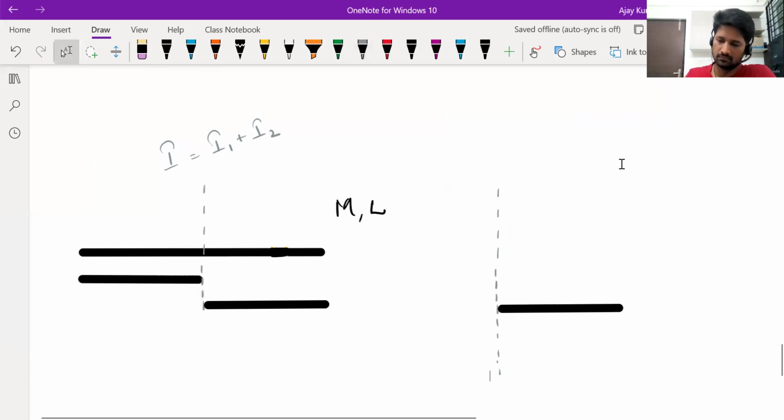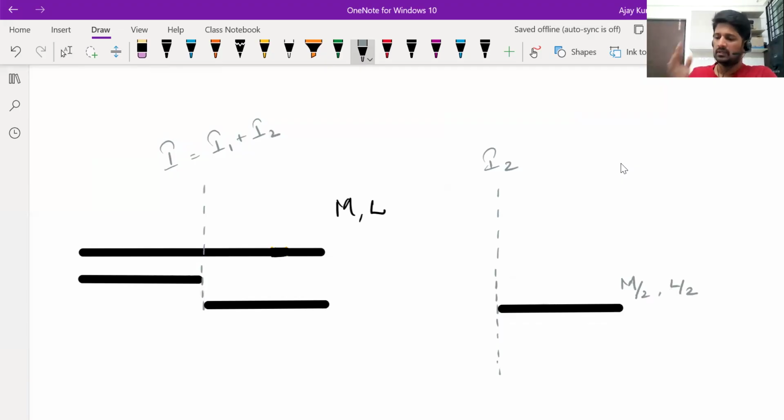M by 2 and L by 2. Okay. Its mass is M by 2. Its length is L by 2. The axis that you see here is passing through its end and is perpendicular.